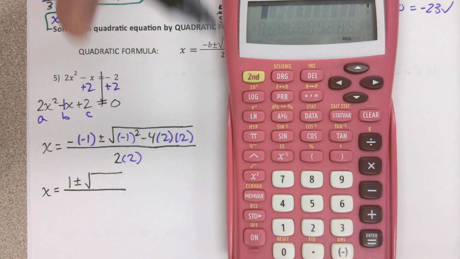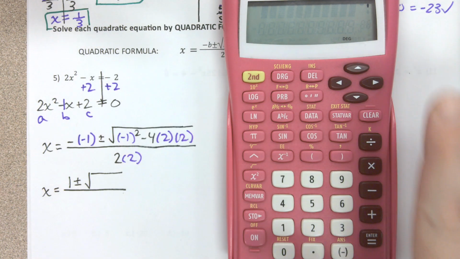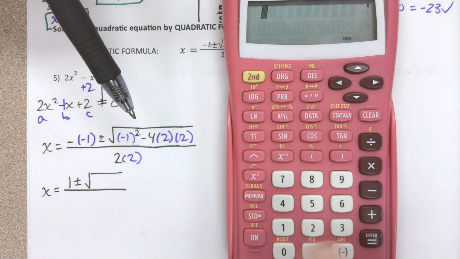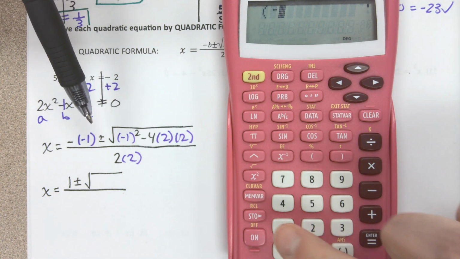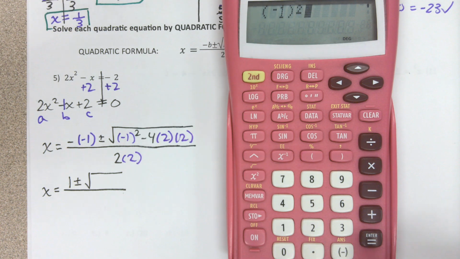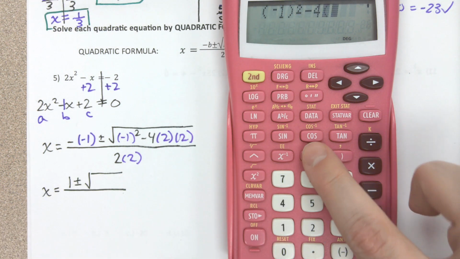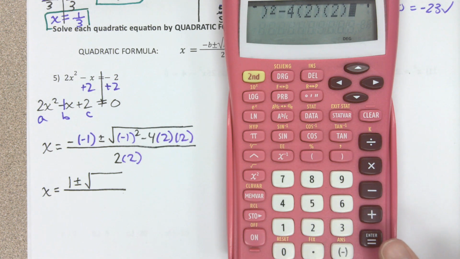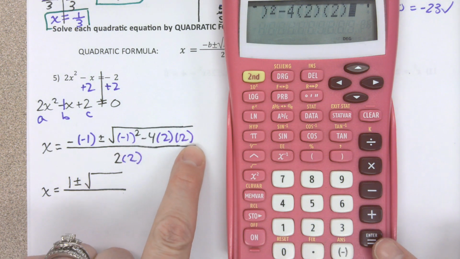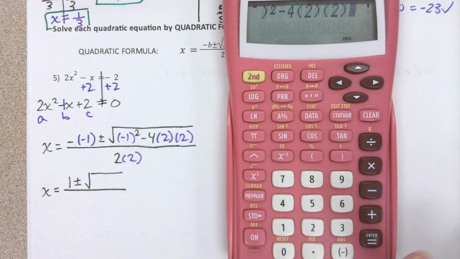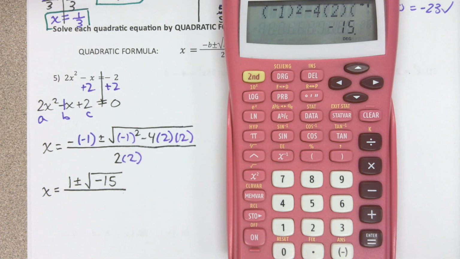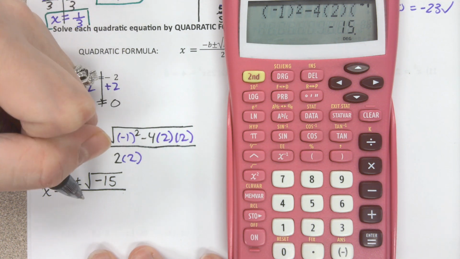You can see my entire calculator on the screen, so I'm going to show you all the buttons. So if you need to rewind this, rewatch it, whatever you need to do to see what exactly I'm pressing, please do that. We have negative 1 squared minus 4. In parentheses, we have a 2, and in parentheses, we have another 2. I am typing exactly what is written here. Every single symbol is going to my calculator. And we end up with a negative 15. On the bottom of the fraction, we have 2 times 2, that's just 4.